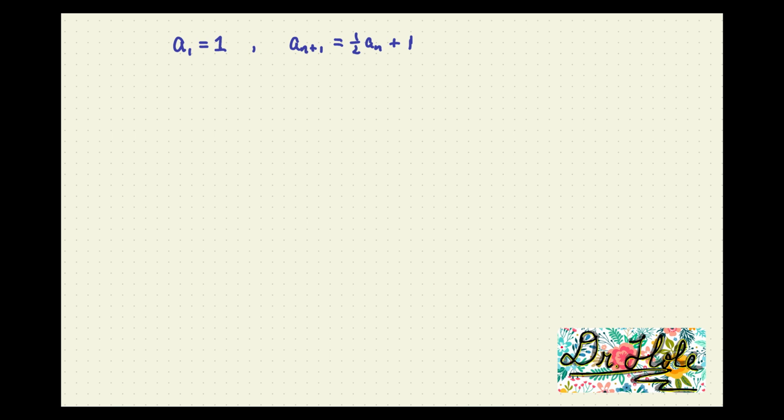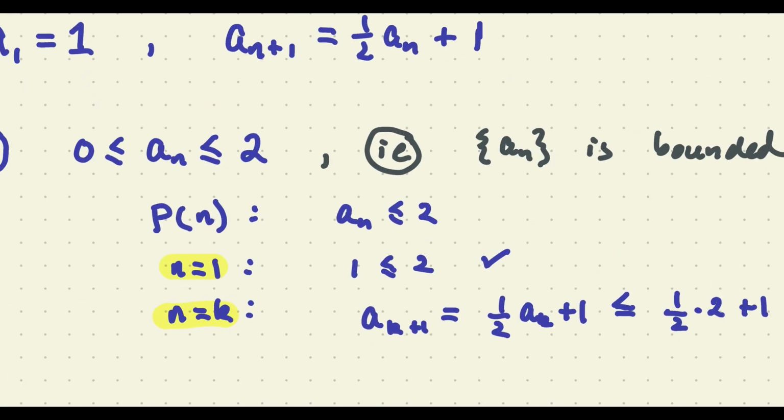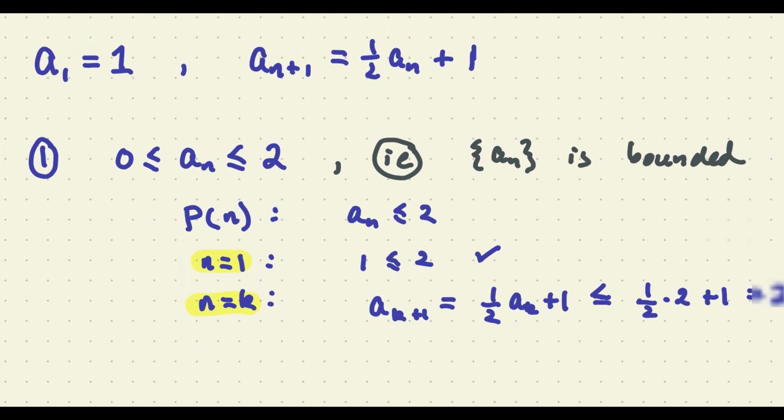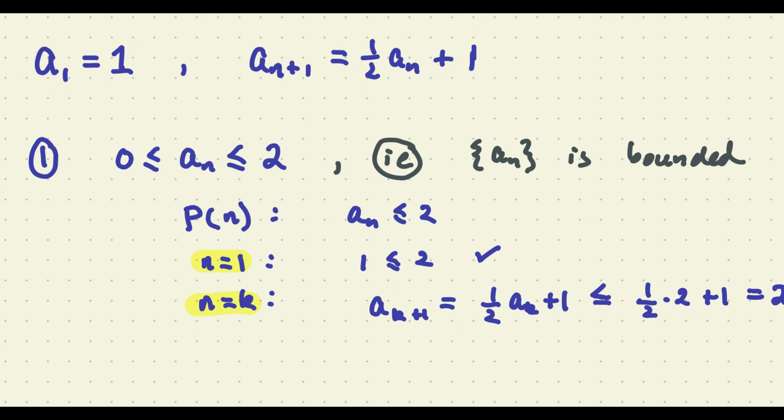Let's consider this sequence, which is recursively defined. Let's run through MCT once more, two different things to show. For the first, the bounded condition, we're going to use an inductive argument. So here's what we want to show. We're starting positive, we're taking positive, adding positive, so the lower bound is by inspection.